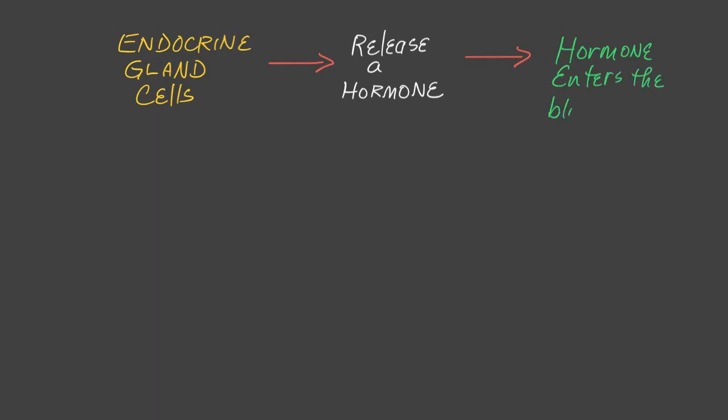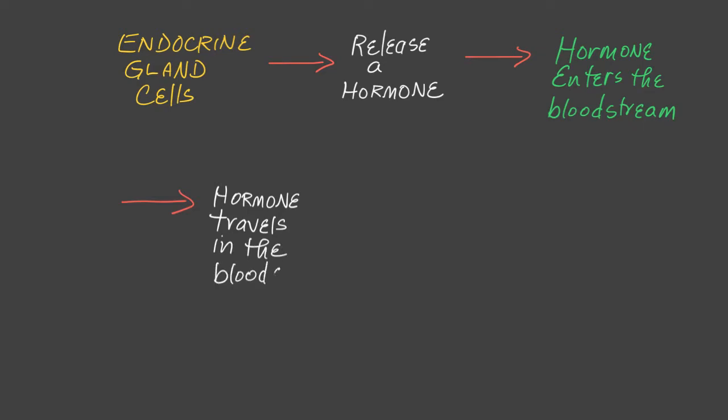So the hormone enters the bloodstream. The hormone travels in the bloodstream until it arrives at the target cell. A target cell is any cell in the body that carries a receptor for this particular hormone. So the hormone arrives at the target cell.